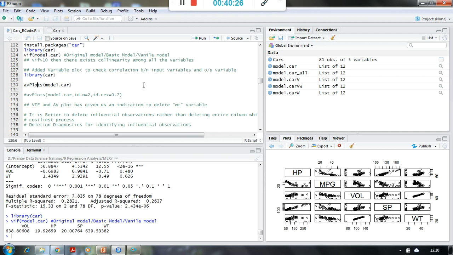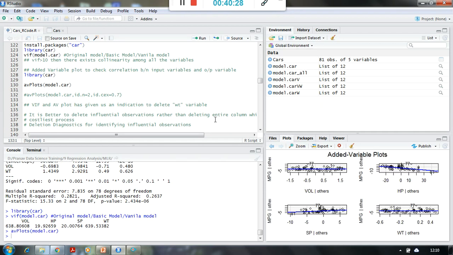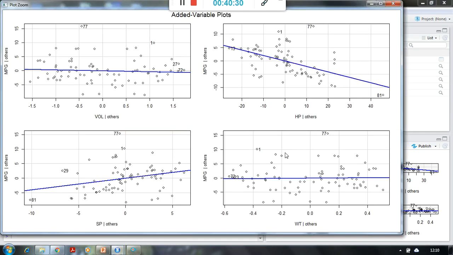So I'm going to plot the added variable plot. It is going to tell me which variable is contributing towards the prediction of MPG and which variable is contributing least towards the prediction of MPG. So HP is fantastic because you should always have a slope between the relationship of two variables.